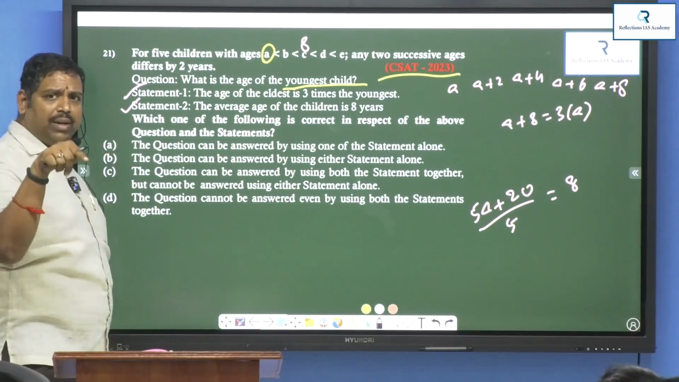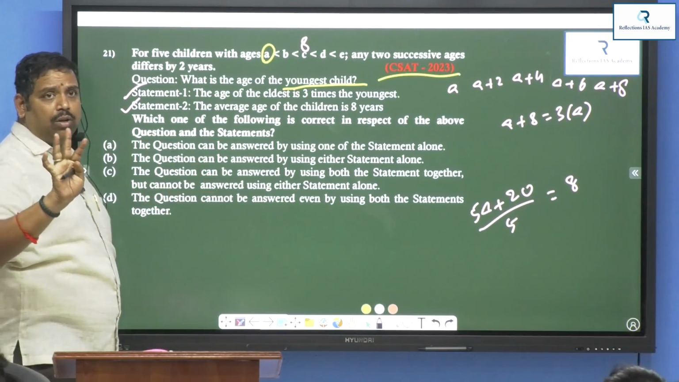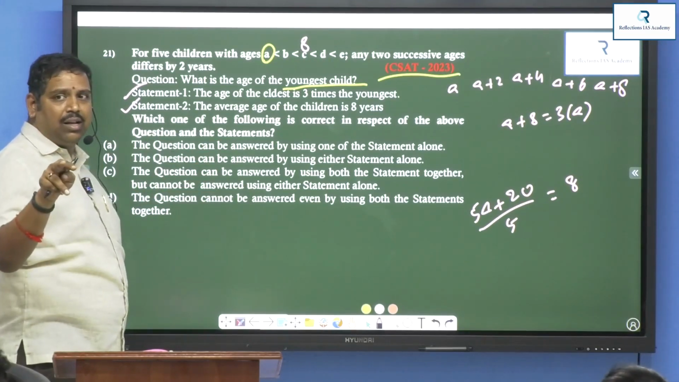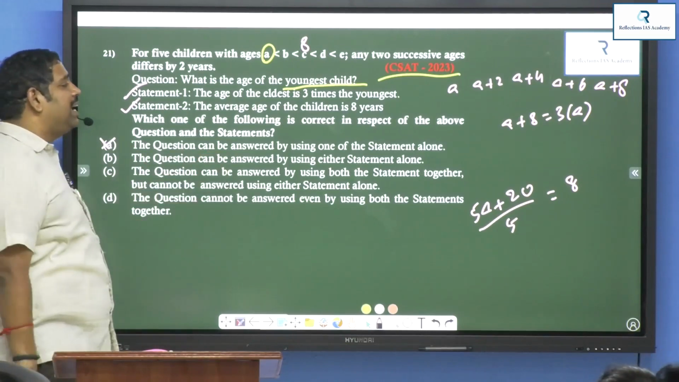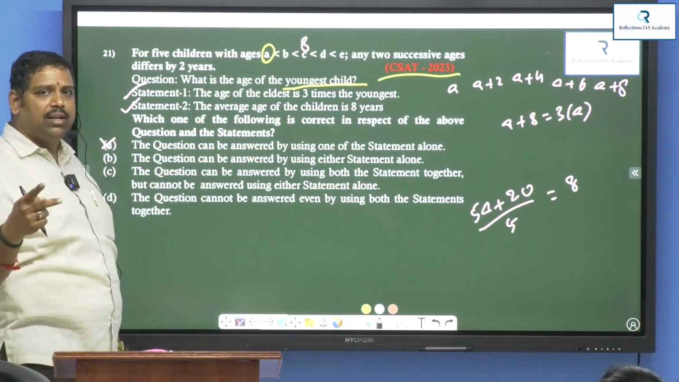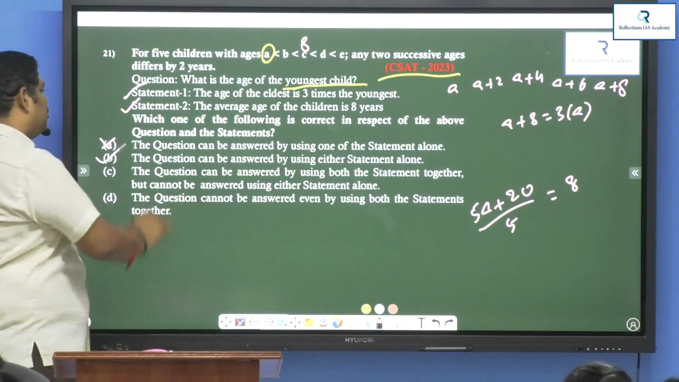One of the statements alone means either S1 alone but not S2, or S2 alone but not S1. Yes or no? Okay. The question can be answered by using either statement alone. Either statement alone means either S1 alone is okay or S2 alone is okay. So what's the answer here? B is the answer.